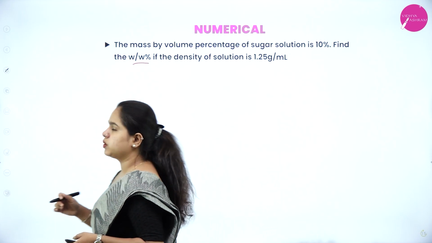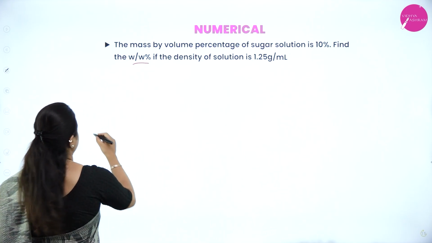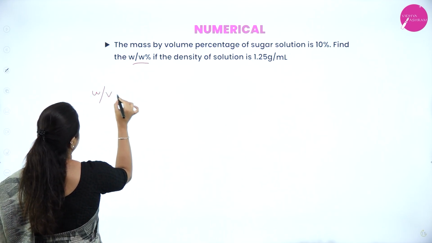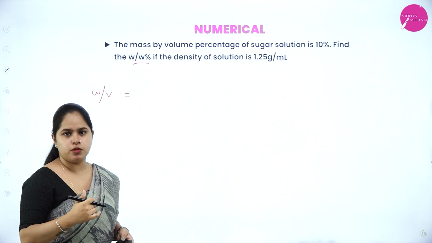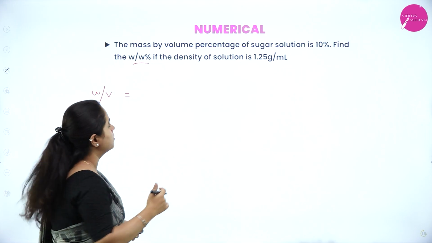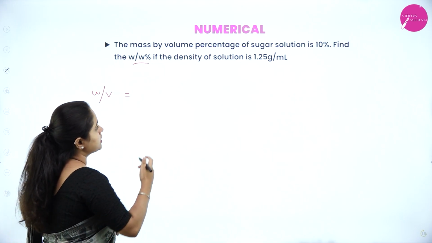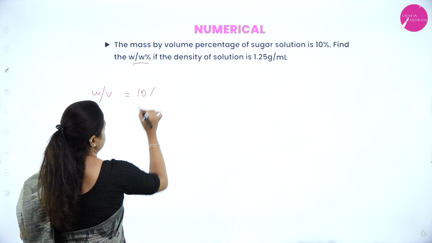Yes, so how do you calculate mass by volume percentage? Mass by volume percentage is equal to mass of the solute by volume of the solution multiplied by 100, right? So, from that we know that it is given that it is 10%.